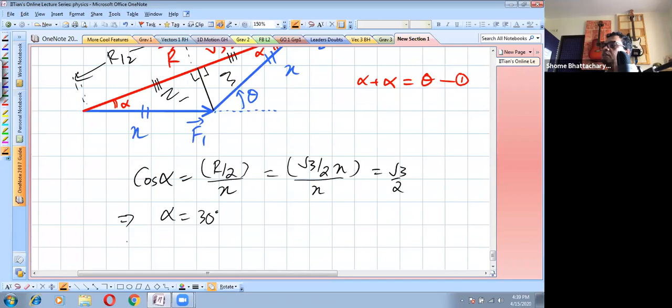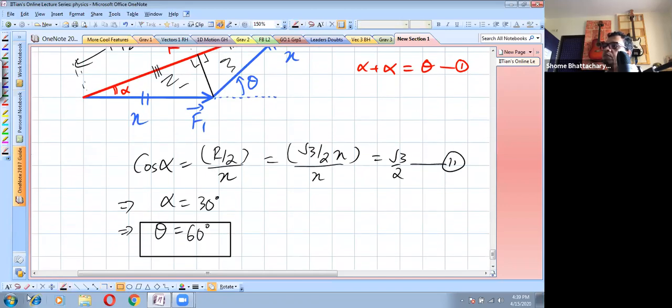So what does that mean about theta now? Because theta is what we have to find out. Coming back to equation 1, and this is, let's say, equation 2 that we got, that cos alpha is root 3 by 2, giving this. Referring this back to equation 1, theta becomes 60 degrees. So this is one way of solving the problem, the geometrical way. You can also use the formula based method, which I'll come to next.